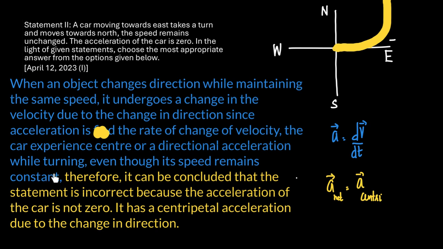Therefore it will attain a directional acceleration, even though the speed remains constant. Which means the body would try to produce a motion which would tend like this. It will try to induce a centripetal force here. Therefore, it can be concluded that the statement is incorrect. Why? Because the acceleration of the car is not zero. It has a centripetal acceleration due to the change in direction. So statement 2 is false, while statement 1 was correct. All right, so that's it. Let's now move on to the next question.